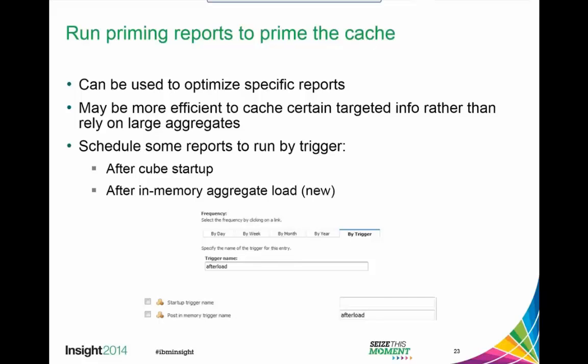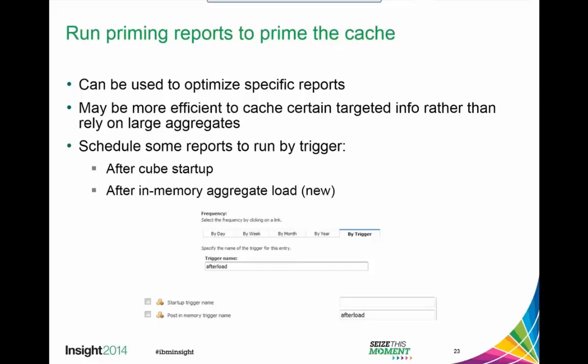So a lot of these reports that you might want to use for cache priming might come from a set of dashboards or reports that your executives use or a majority of your users will use. So you might want to set those up to run right after the cube starts up and the in-memory aggregates load, so that they're ready by the time those people get into the office and run those reports for the first time in the morning.